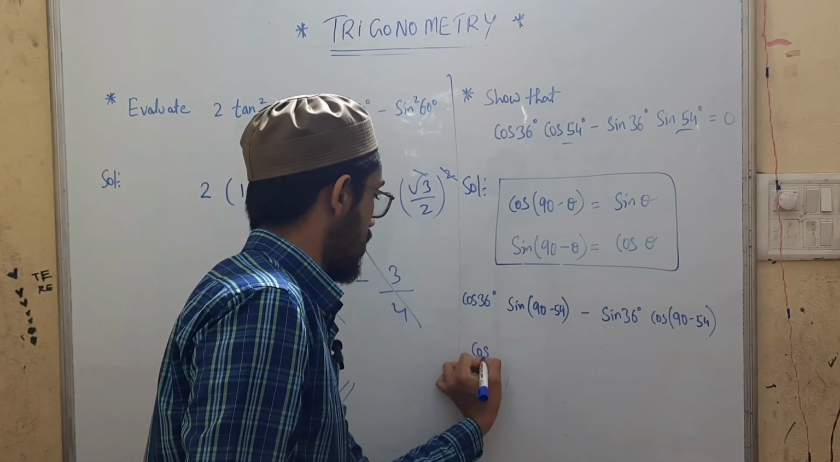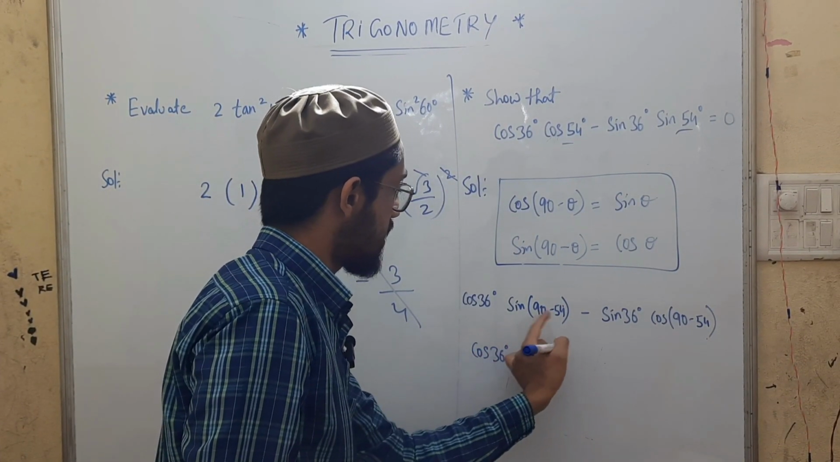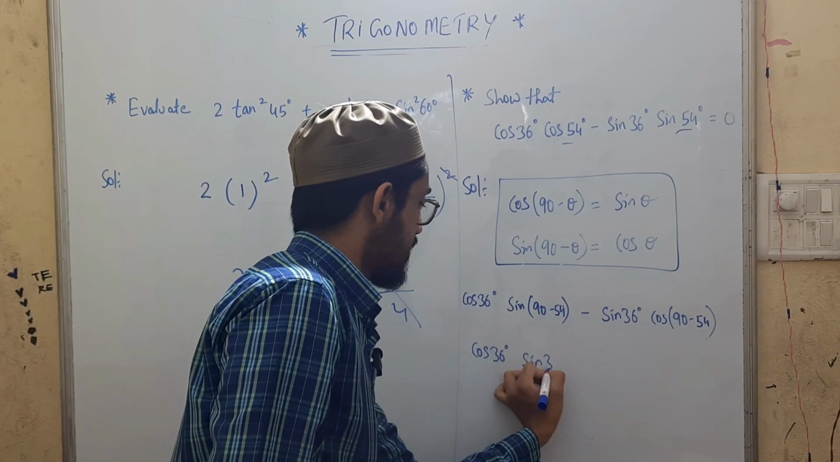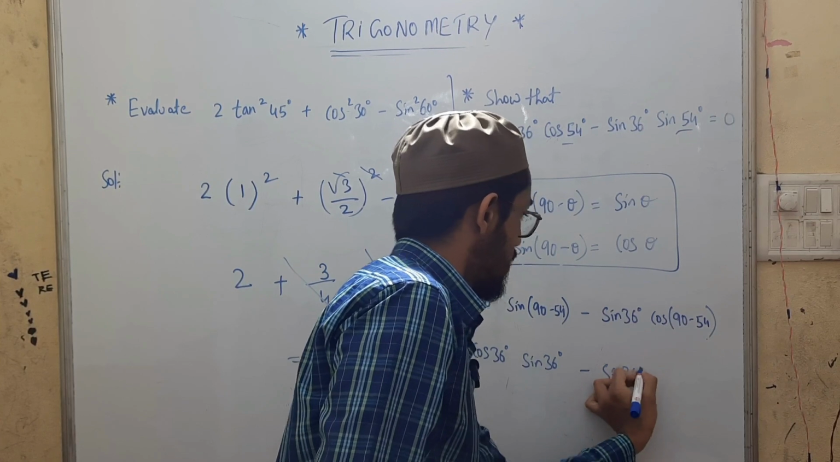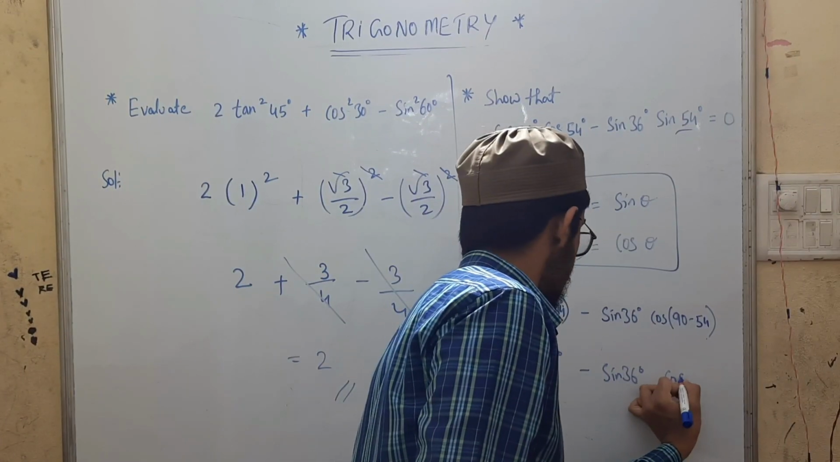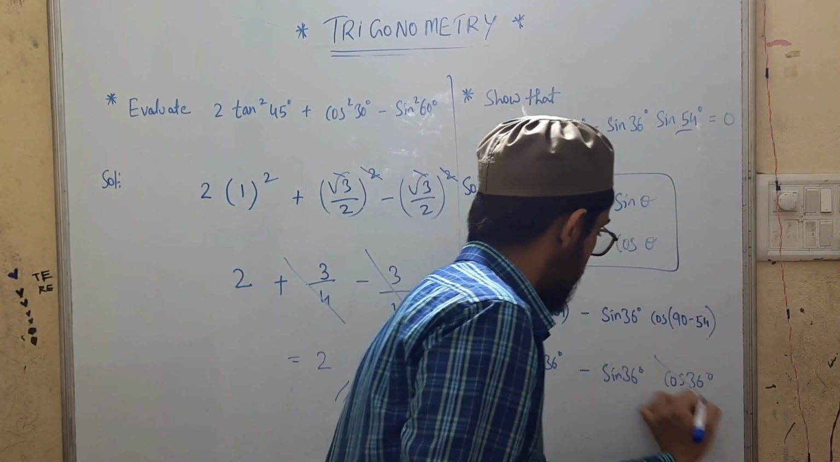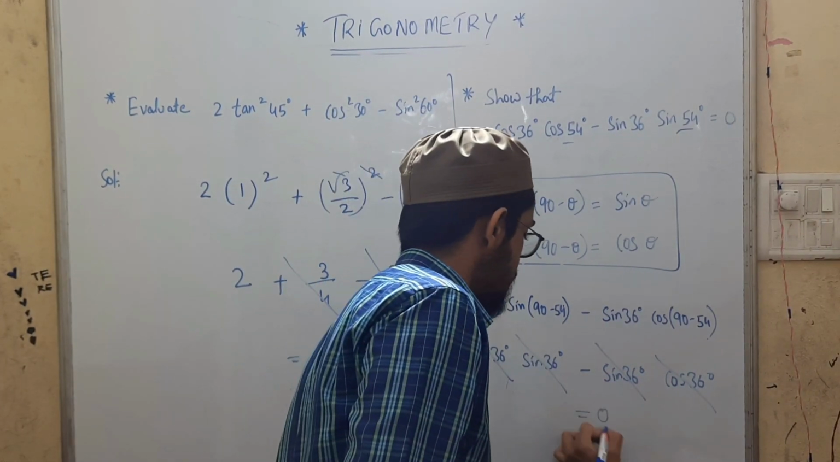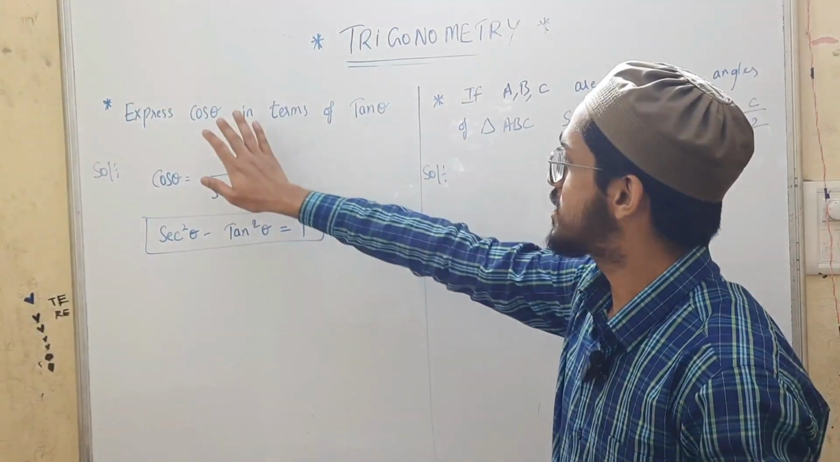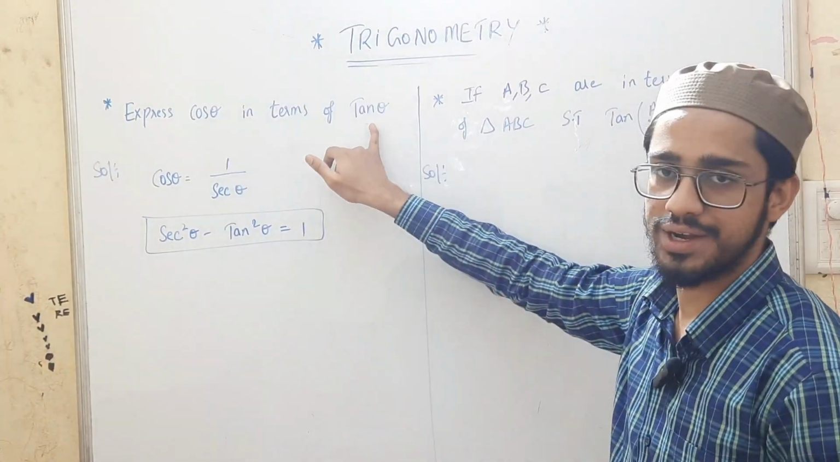Now this will become cos 36. Sin (90 minus 54) will be sin 36, minus sin 36 as it is. Cos (90 minus 54) is 36. Cos 36, cos 36. Sin 36, sin 36 cancel. Our answer will be 0.